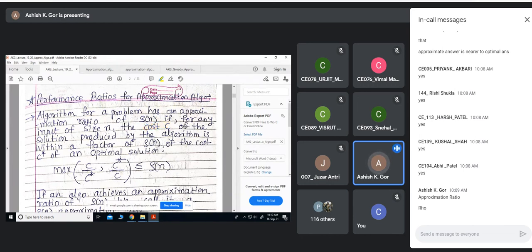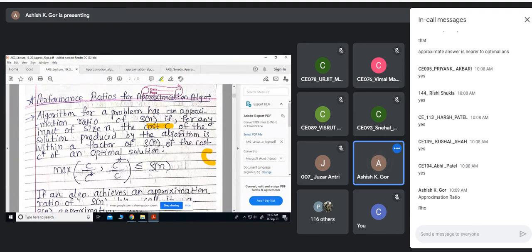The cost C of the solution. So the algorithm will produce a solution. What is the cost of that? C. Which algorithm am I talking about? The approximation algorithm. So whenever I am talking about the approximation algorithm, the cost of that I say small C, just the C is the cost of the approximation solution, the solution returned by the approximation algorithm.